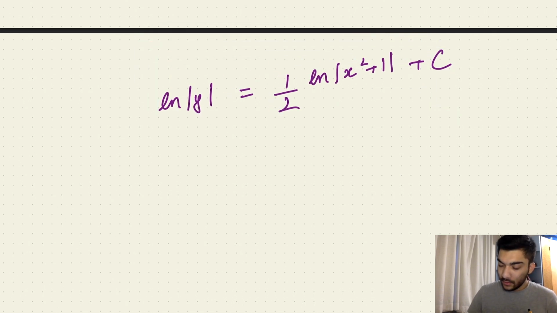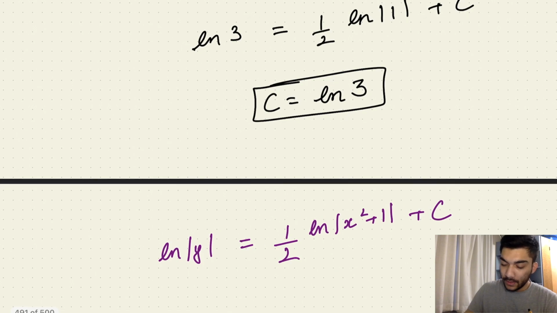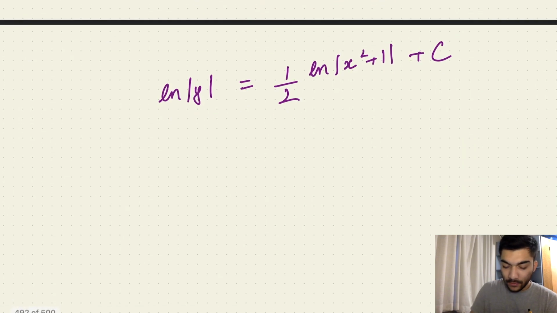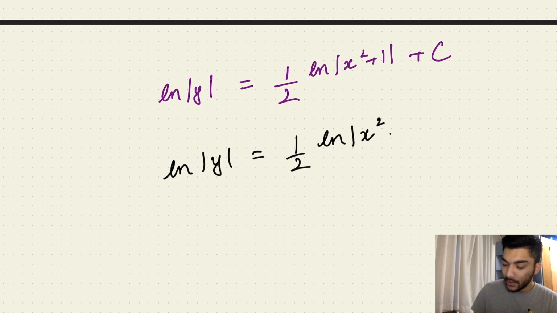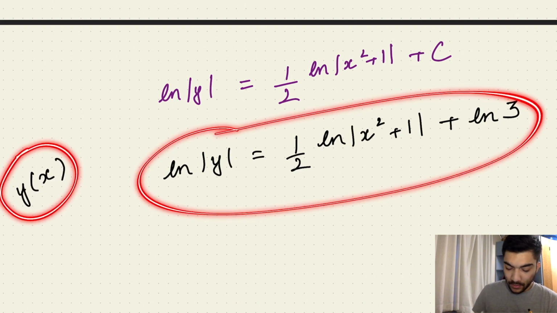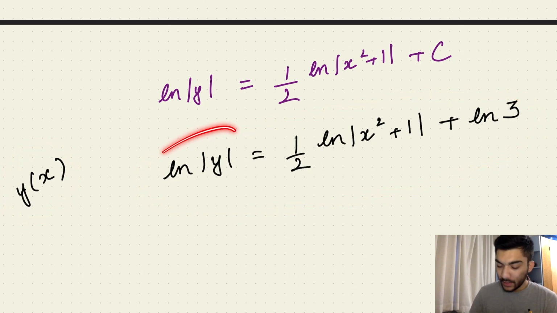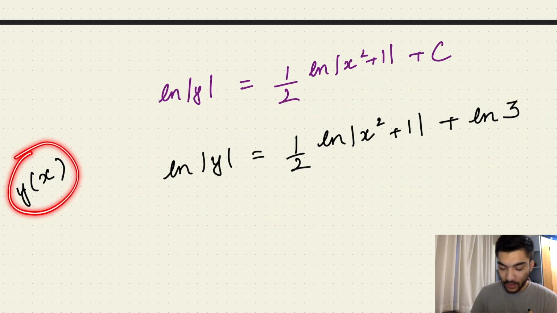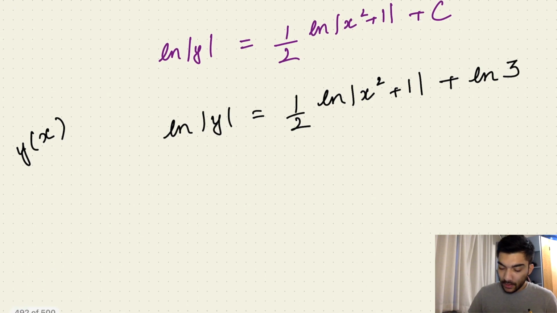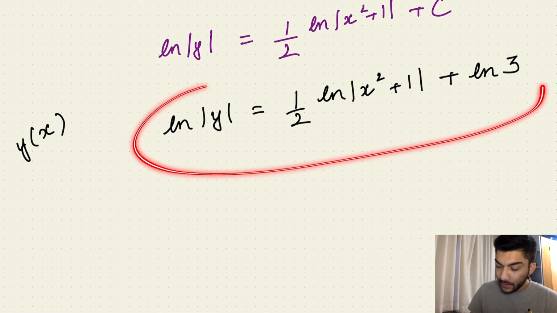Now if we substitute the value of c as ln 3 in this case, this would be ln y equals 1 by 2 ln x square plus 1 plus ln 3. And now since we want a function at the end, let's represent this expression in terms of y of x, right? So let's have y on the left hand side and the function in terms of x on the right hand side. In order to do that, let's simplify this expression over here.